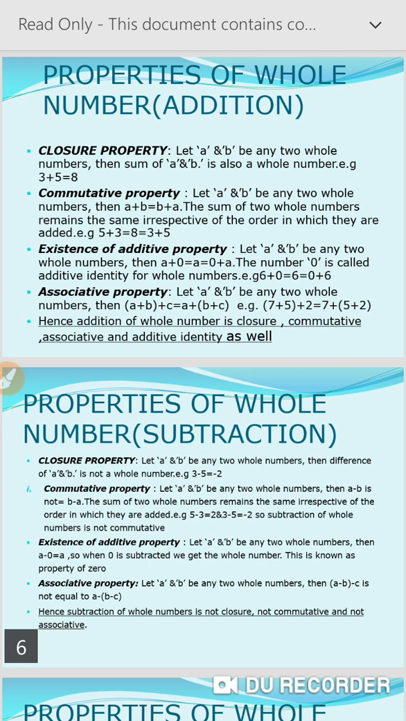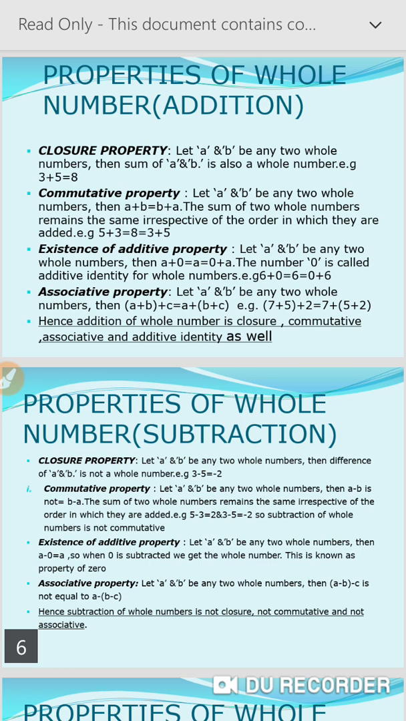I'll repeat once again. What is closure property? Your closure property says if you add 2 whole numbers, their addition will also be a whole number. Now moving on to your commutative property. What your commutative property says, if you add 2 numbers, let it be in any order. If you are adding 3 plus 5, it is 8. If you are adding 5 plus 3, it is also 8. Now what does your commutative property say, class? Your commutative property says if you add 2 whole numbers in any order, their addition will be the same.